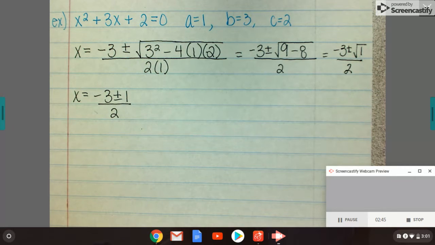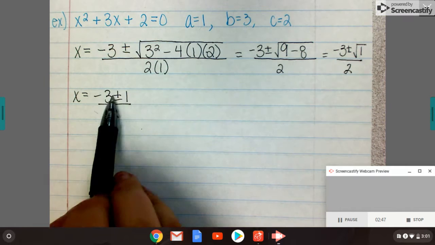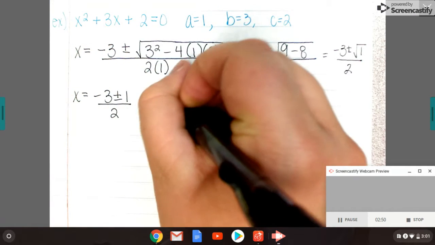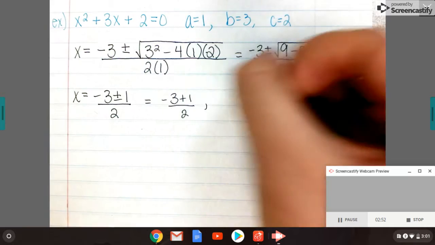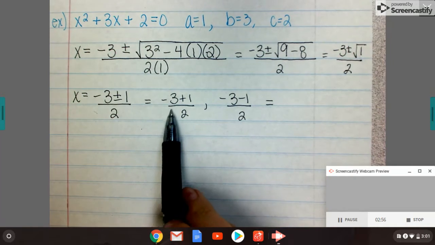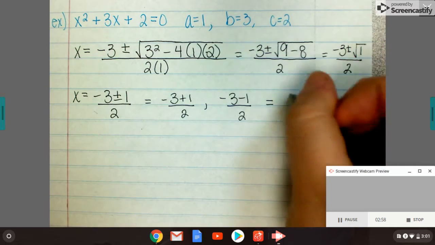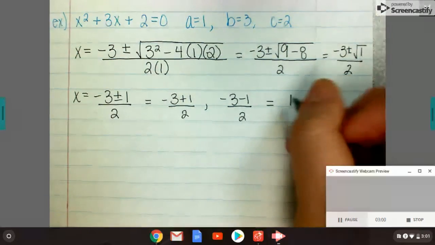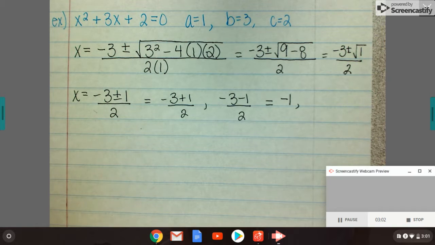Since I only have numbers left, I can just simplify here. Negative 3 plus 1 over 2 and negative 3 minus 1 over 2. So I've got, I'm sorry, negative 2 over 2 is negative 1. And then negative 4 over 2 is negative 2. So my answers are x equals negative 1 and negative 2.